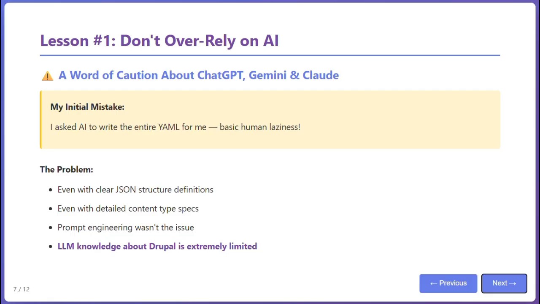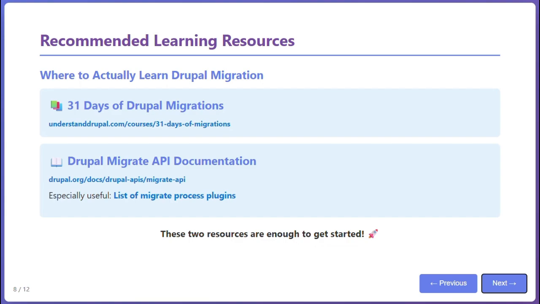So yeah, do not over rely on AI. So what to do then if you can't use AI to learn about Drupal migration? My recommendation is these two websites. I mean, probably the first website is the most useful for me, which is the 31 Days of Drupal Migration.